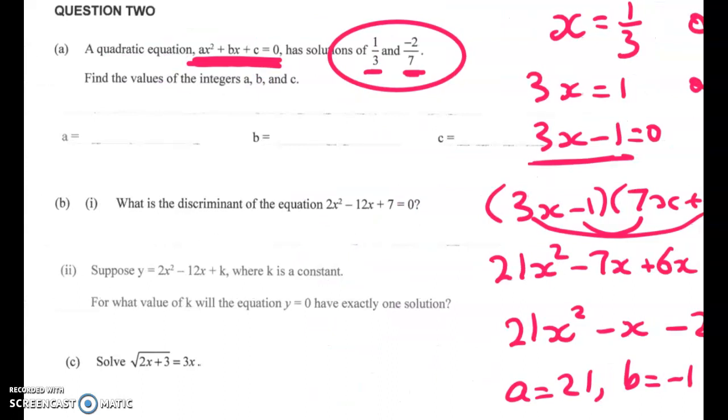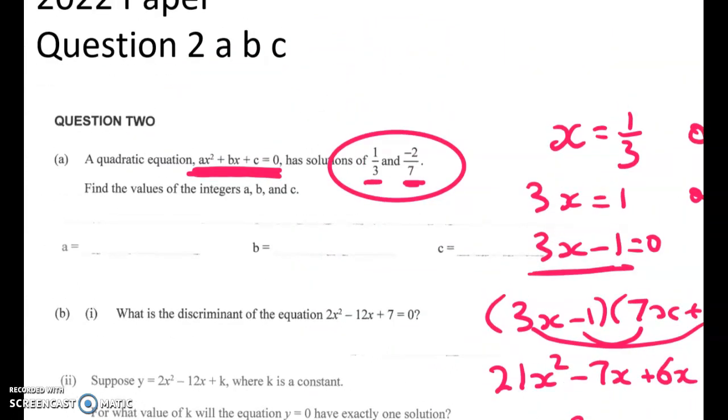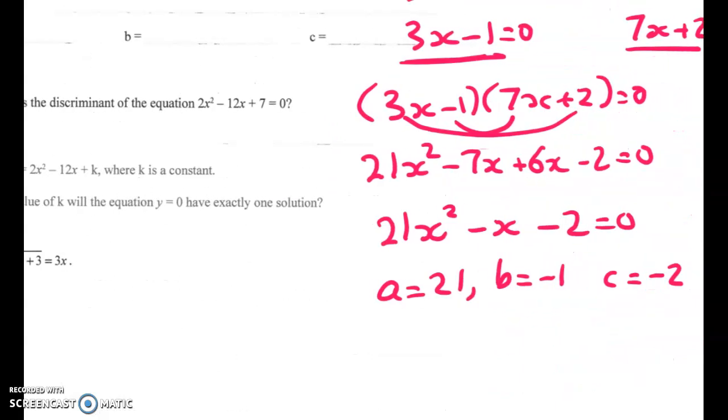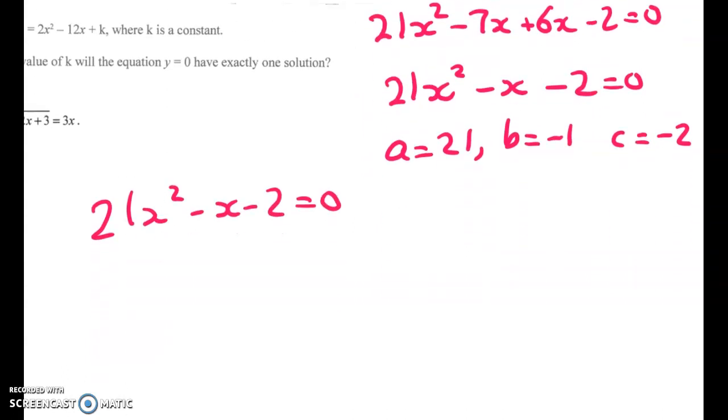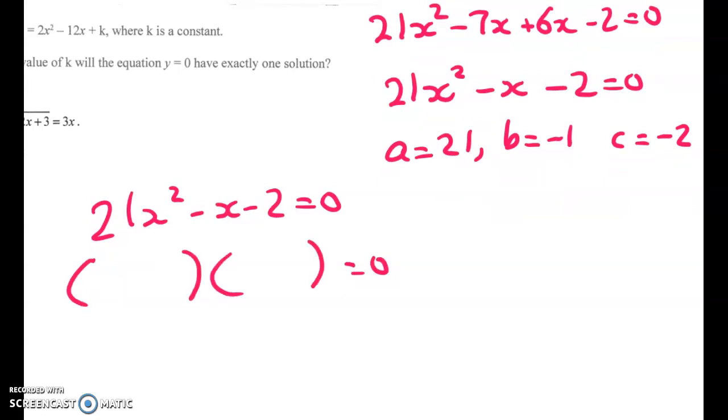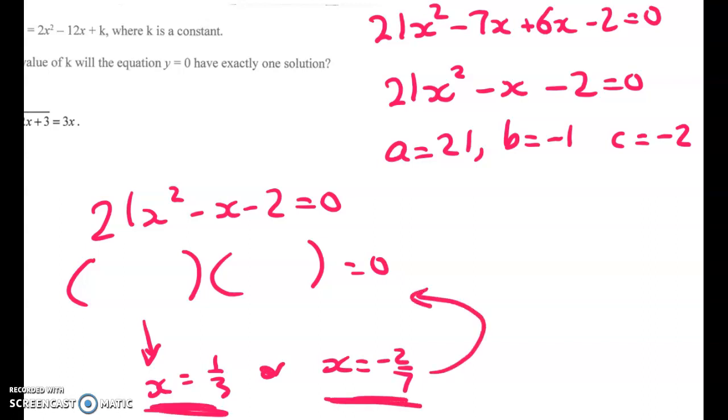So all we're doing with this question is we're working backwards from what we did back in year 10, right? So in year 10, you'd be told, for example, to factorize a quadratic equation. If you were told to factorize 21x squared minus x minus 2 is equal to 0, we're getting it into factorized form, and then we'll end up with x is equal to 1/3 or x is equal to -2/7. So in this question, we're just going the other way around. We're starting from the two solutions and we're working our way back up to get integer coefficients on our quadratic.